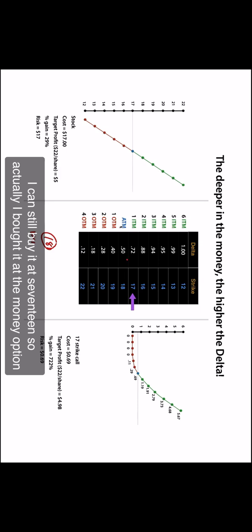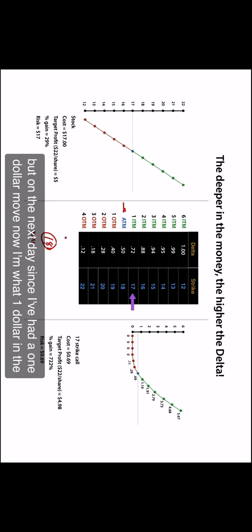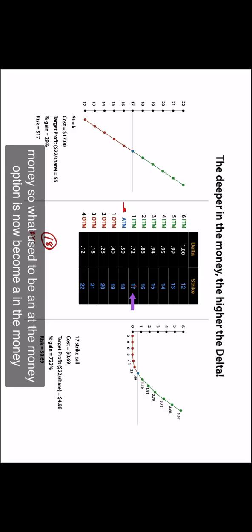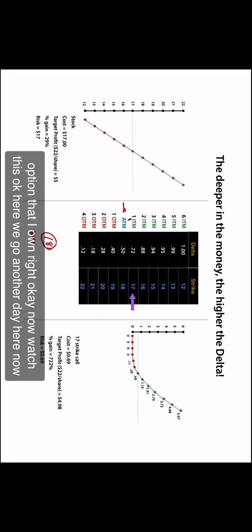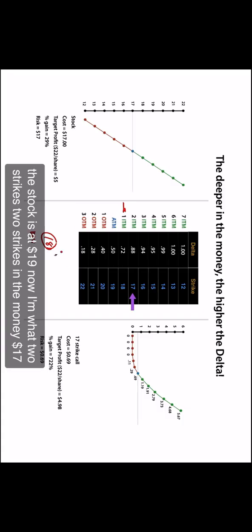So actually, I bought an at-the-money option, but on the next day, since I've had a $1 move, now I'm $1 in the money. So what used to be an at-the-money option is now an in-the-money option that I own, right? Okay, now watch this. We go another day here. Now the stock is at $19. Now I'm two strikes in the money.